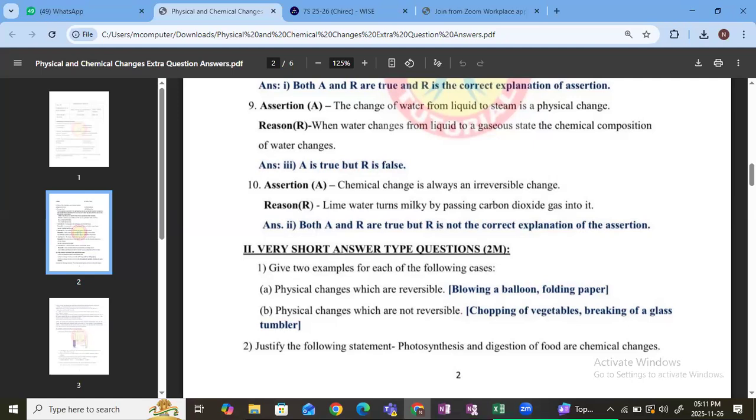And any two which are not reversible? Ma'am, rusting of iron. But rusting is a chemical change. Sorry, you have to tell me the physical changes basically. Ma'am, tearing of paper. Tearing of paper, but you just said you can get it back, so it can be reversible. Breaking of glass. Yes, breaking of glass.